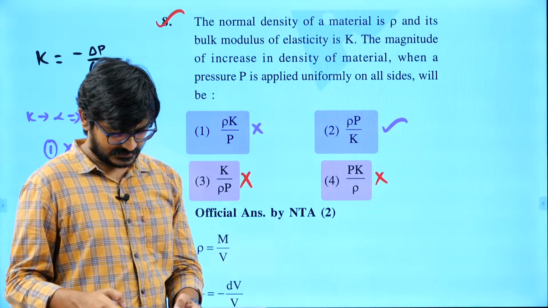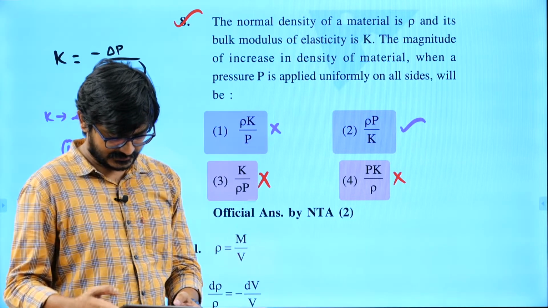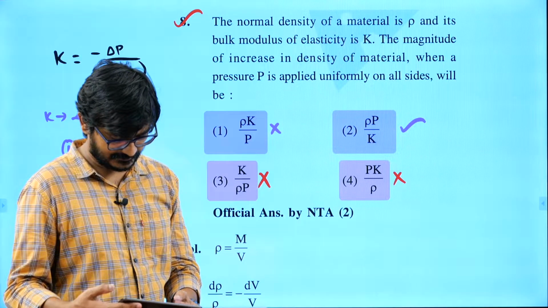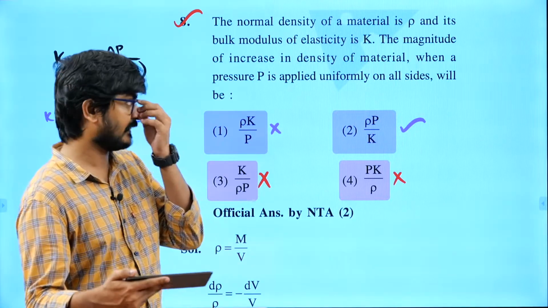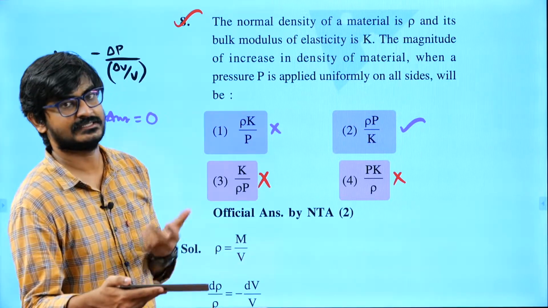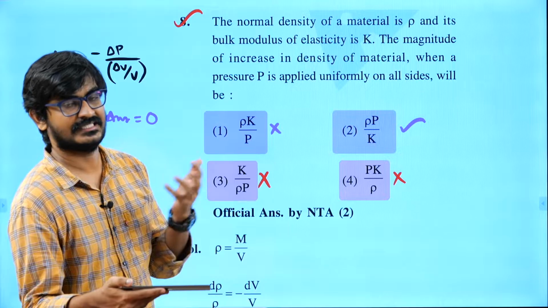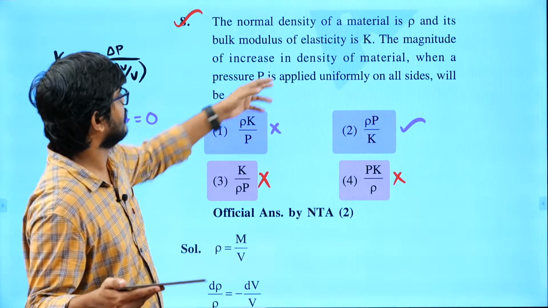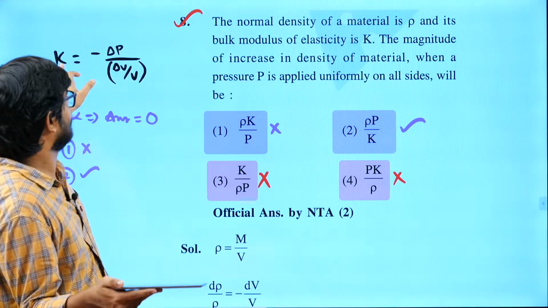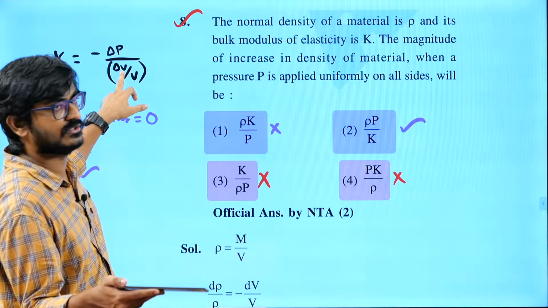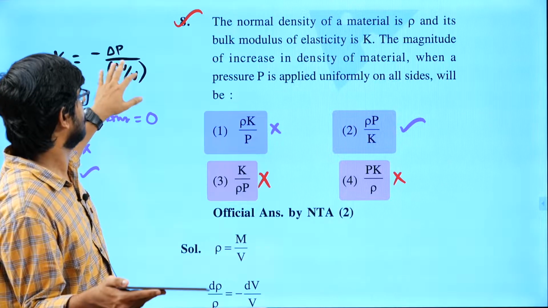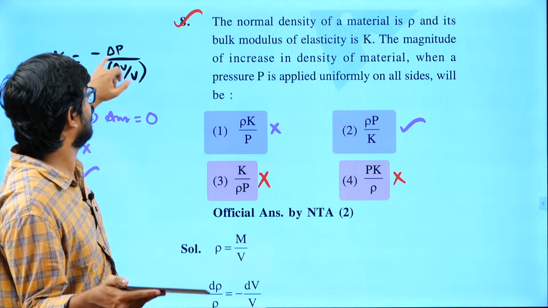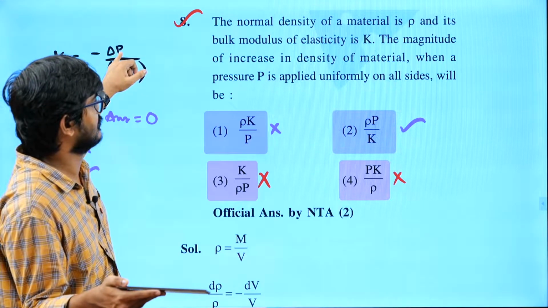Now the next question goes like the magnitude of increase in density when pressure is applied. So you need to find the increment in density, that is, the dimensions must be density dimensions. Increment in density will have the dimensions of density itself. First of all I will find the bulk modulus dimensions. It is change in pressure by change in volume by volume, right? So this won't have any dimension, so bulk modulus will have the same dimension as pressure.